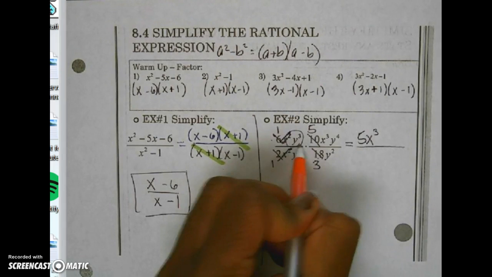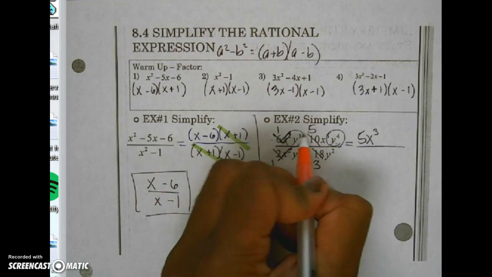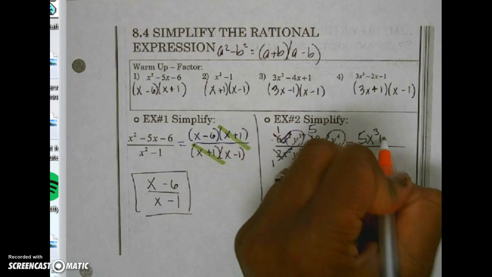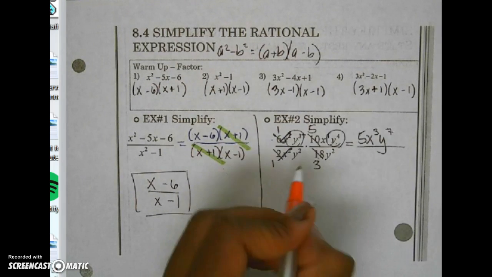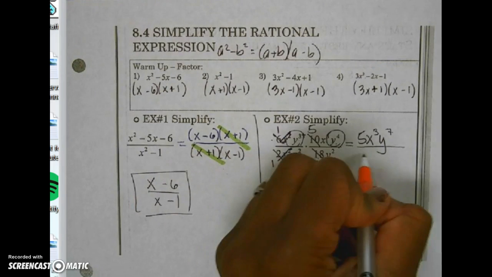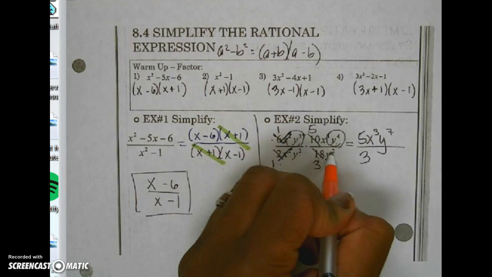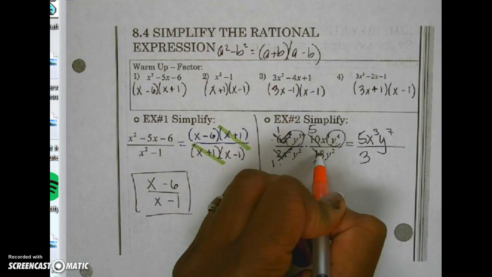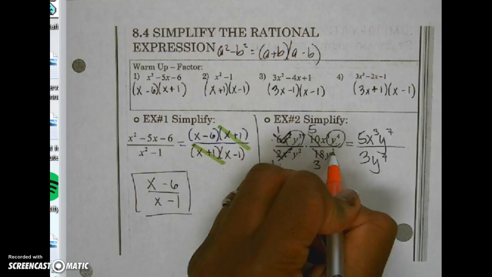And then y cubed times y to the 4th. They have the same base, so I'm going to add the exponents. 3 plus 4 is y to the 7th power. In your denominator, you have 1 times 3, which is 3. There aren't any x's, but y squared times y squared, same base again. So I'm going to add the exponents and get y to the 4th. 2 plus 2, 4.